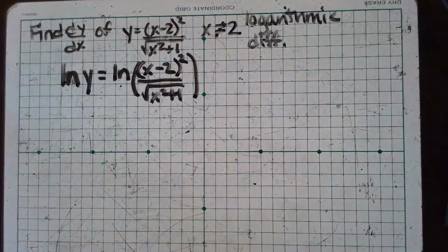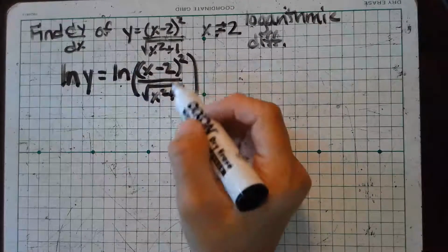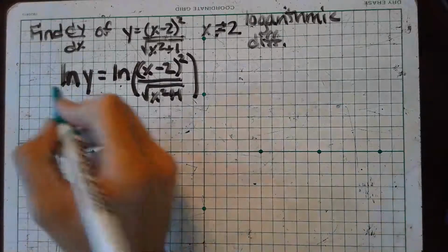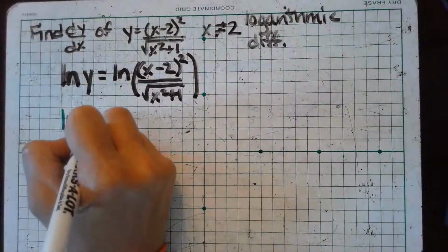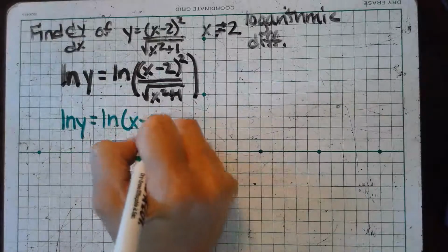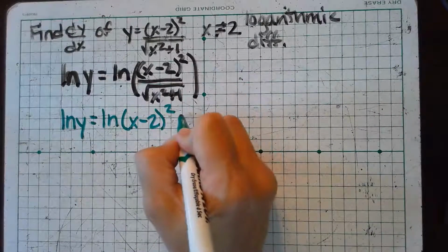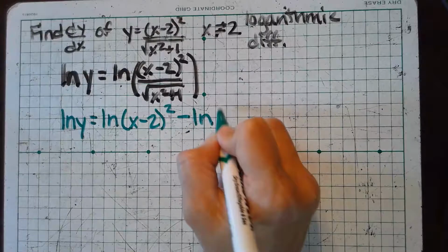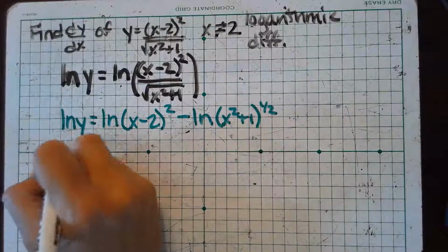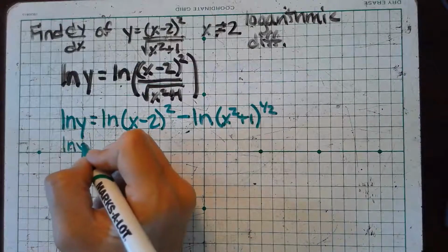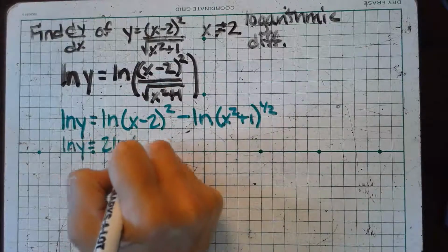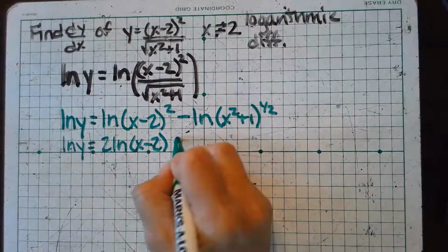All right. Now, remember, when it's complicated like this, we can expand. All right, so I'm going to keep this side as the ln of y for right now. Now, I'm going to expand ln of x minus 2 squared, and remember, that's going to be minus the natural log of, I'm going to go and make x squared plus 1 to the 1/2. Now, go do the power property. All right, so that's 2 ln of x minus 2.